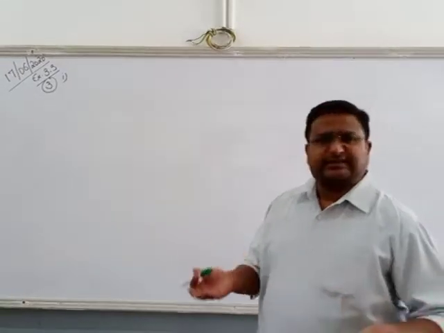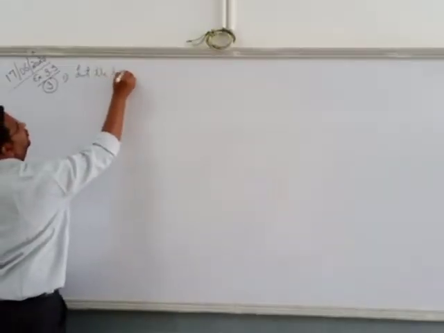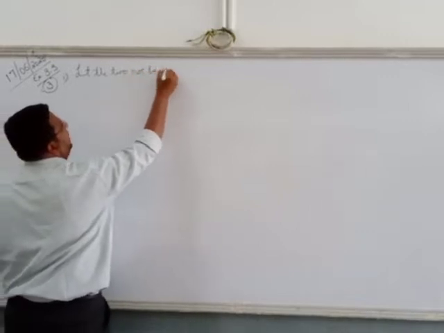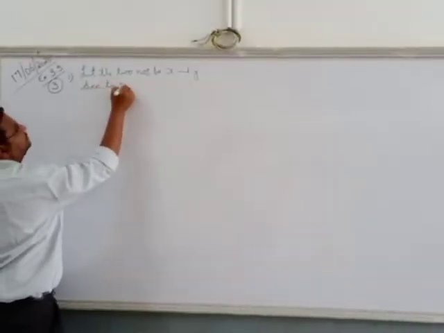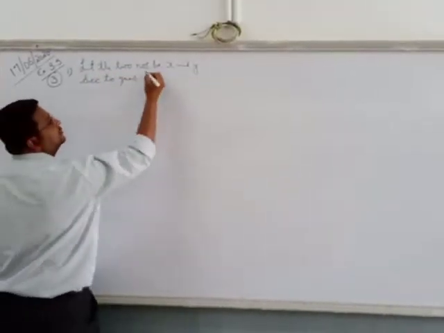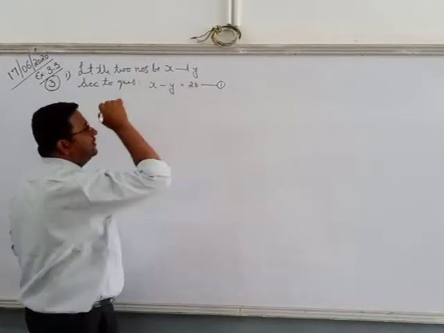So let the two numbers be x and y, we don't know. According to the question, the difference of the two numbers, x minus y, is equal to 26. Equation number first. Second condition, one number is 3 times the other. Let that number be x, 3 times the other, 3 multiplied by y.